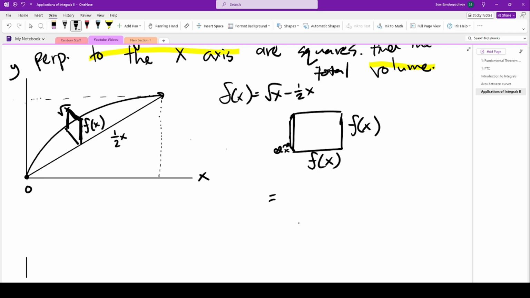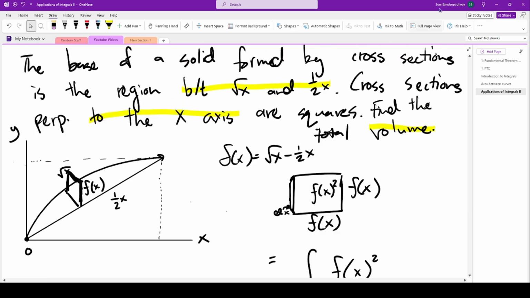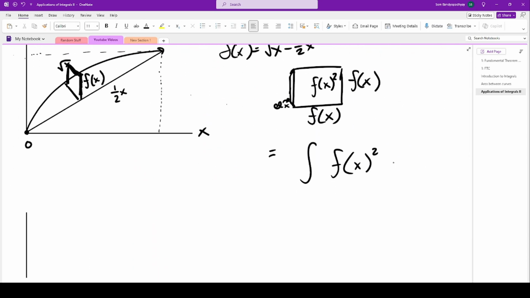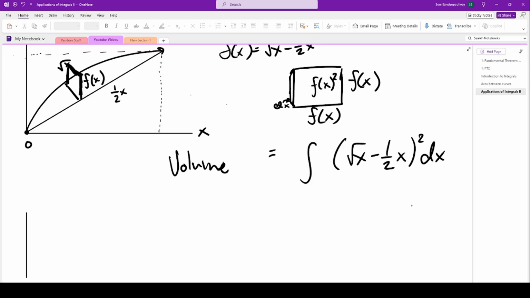So now we'd have the integral of f of x squared, right? Because this is the cross-sectional area. And we're integrating, once again, integrating area with respect to x to get volume, right? So the integral of f of x squared dx is going to give you your volume. And in this case, what is f of x? You'd have root x minus 1/2 x squared dx.